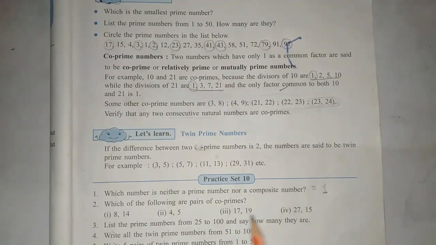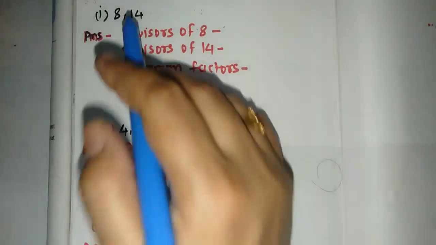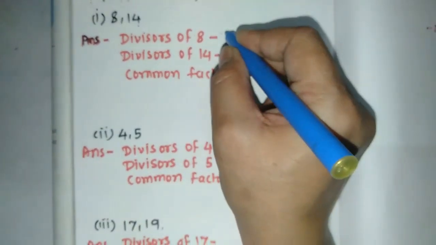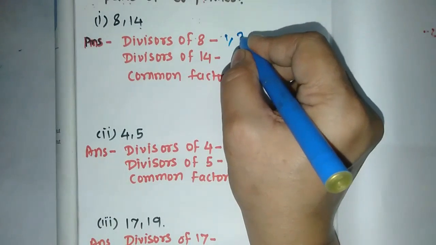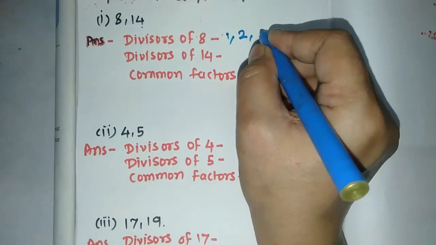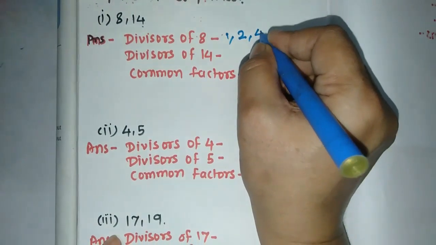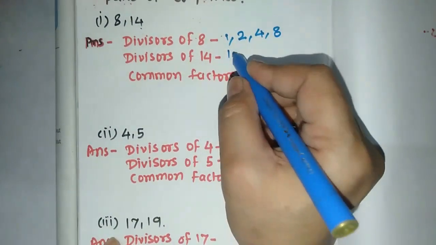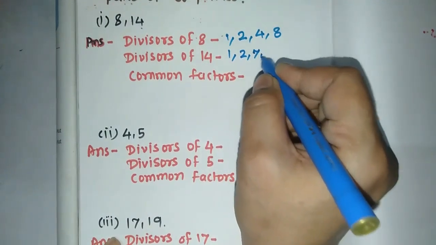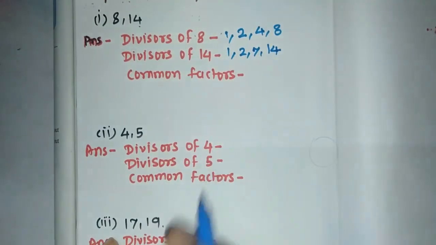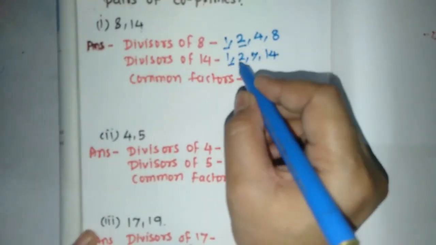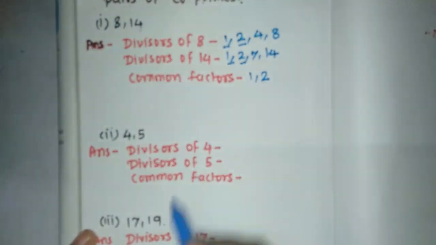So firstly we find out the factors of each pair. The first pair is 8 and 14. Divisors of 8 are 1, 2, 4 and 8. Divisors of 14 are 1, 2, 7 and the number itself, 14. Now, which are the common factors here? 1 and 2.